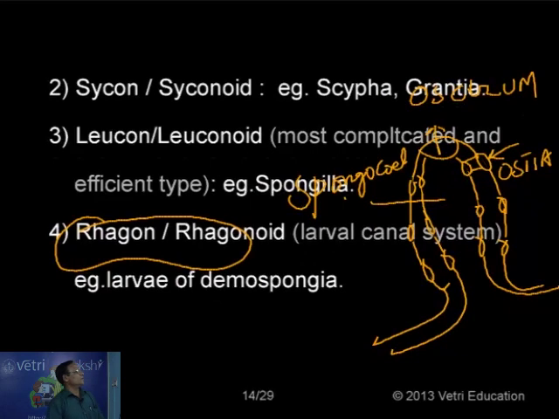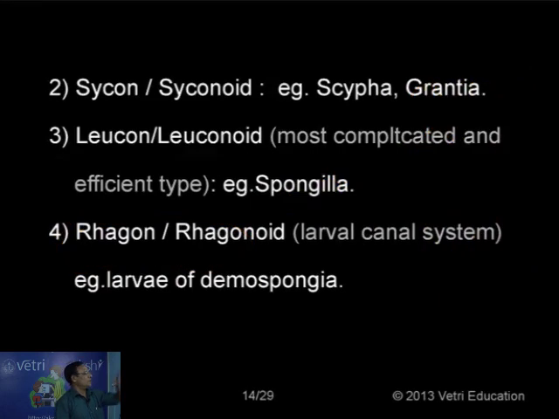Now the second type, the Sycon type, is somewhat slightly advanced. It is seen in the case of Scypha, normally called the urn sponge, and also Grantia. Now the third type, the Leuconoid type, or Leucon type.